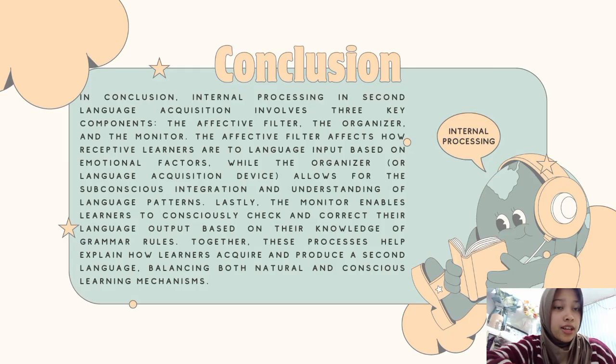So, in conclusion, internal processing in SLA involves three key components: the affective filter, the organizer, and the monitor. The affective filter affects how receptive learners are to language input based on emotional factors, while the organizer, or language acquisition device, allows for the subconscious integration and understanding of language patterns.